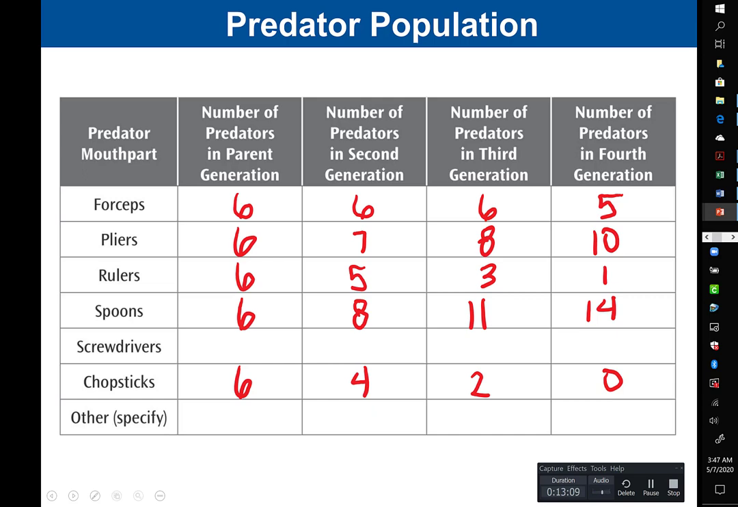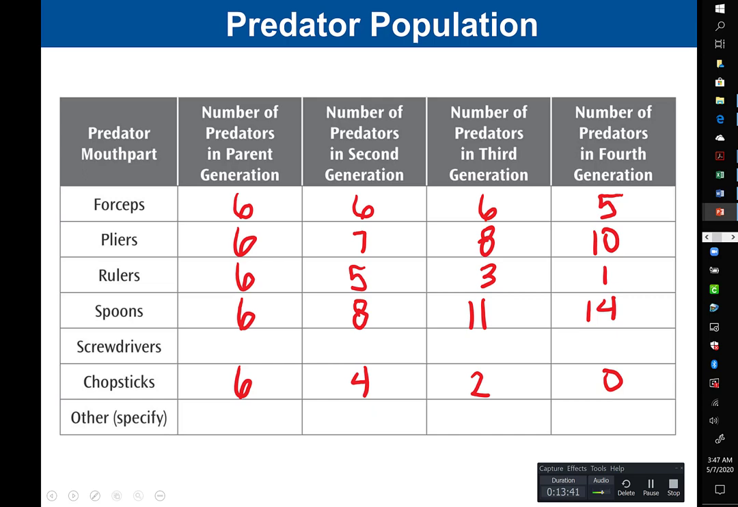So what you want to think about is what type of graph would best represent this? What type of graph should we do for this type of data? If we're measuring something over time and the data is continuous, what type of graph would we use? The answer is going to be a line graph, right? We want to look at these populations over time, and therefore that would be continuous data, and we should use a line graph.